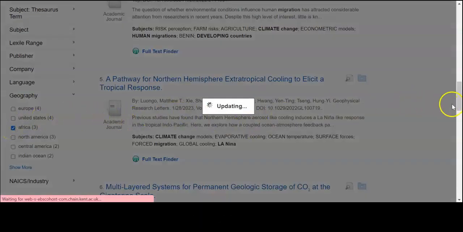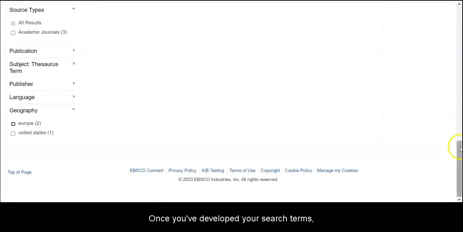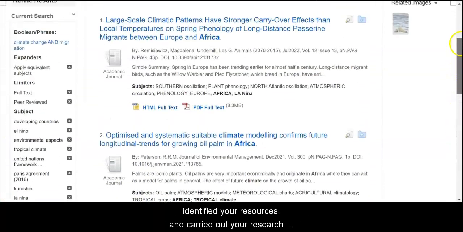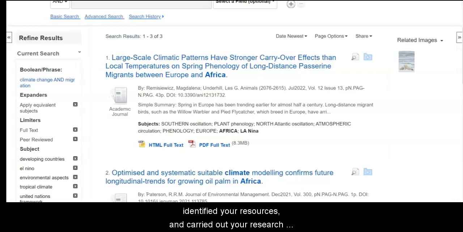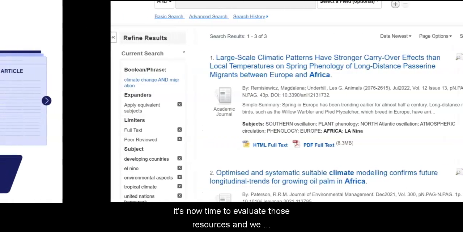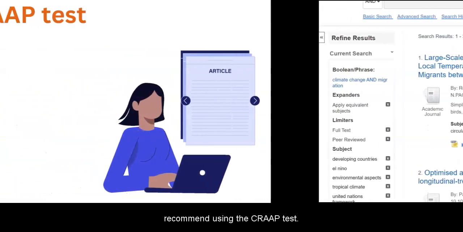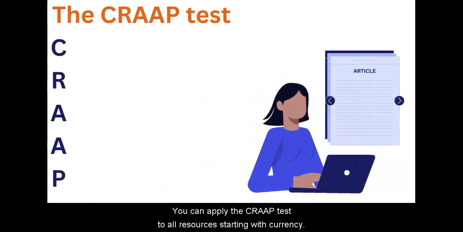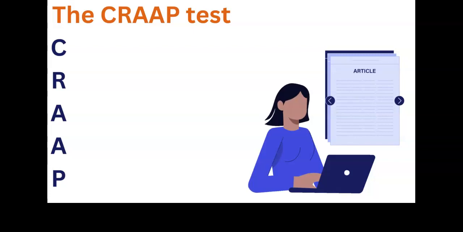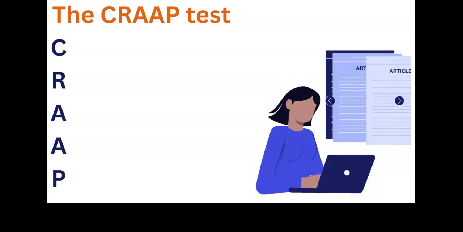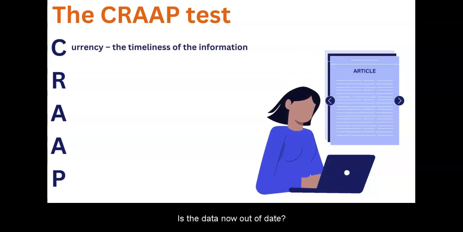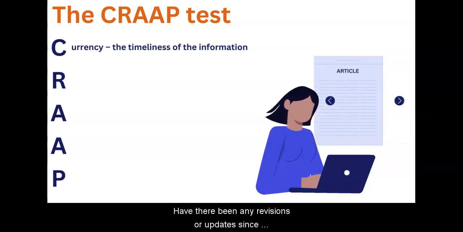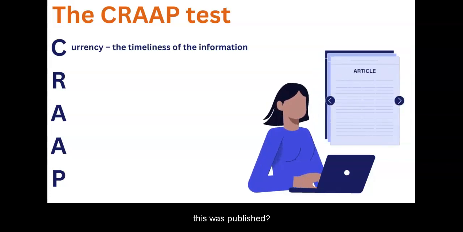Once you've developed your search terms, identified your resources and carried out your research, it's now time to evaluate those resources, and we'd recommend using the CRAP test. You can apply the CRAP test to all resources, starting with currency. When was the data published? Is the data now out of date? Have there been any revisions or updates since this was published?